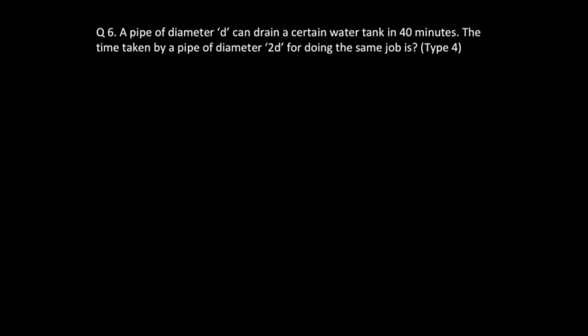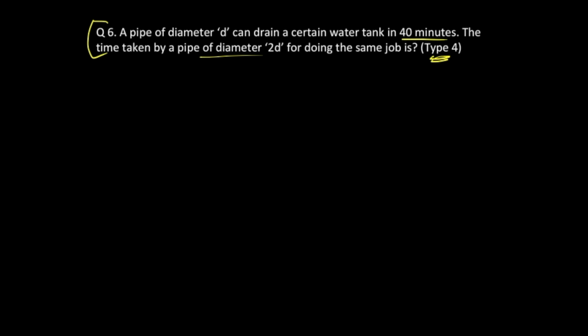Okay, so this question is of our type 4, and type 4 is our mensuration sort of question. Let's see. Question 6 says that a pipe of diameter D can drain a certain water tank in 40 minutes. The time taken by a pipe of diameter 2D for doing the same job is how much?